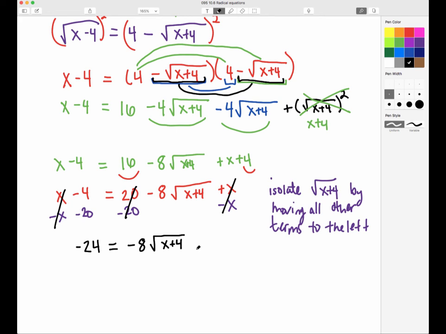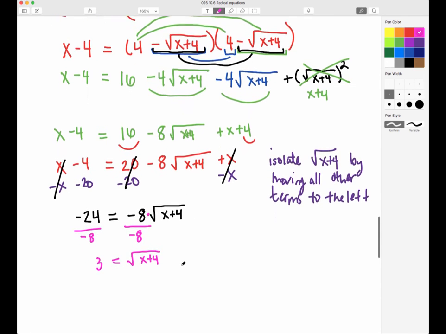All right, I am almost there. I cleaned up a lot of terms. I do want to isolate this square root. So I notice that there's an 8 coefficient. So I can go ahead and divide both sides by negative 8. So 8 is just multiplied by the radical sign, so I can divide and do the opposite. So negative 24 divided by negative 8, that gives me 3. So 3 is equal to the square root of x plus 4.